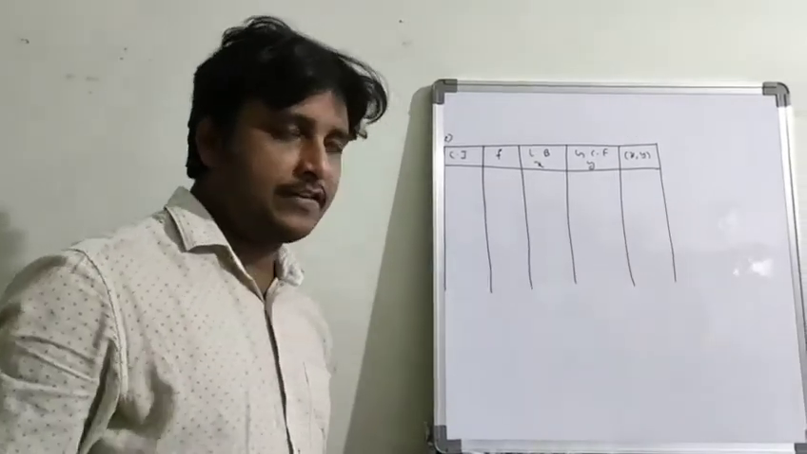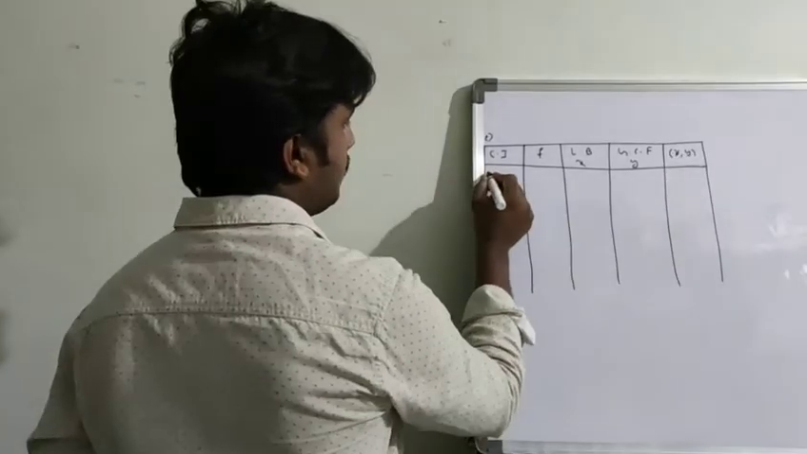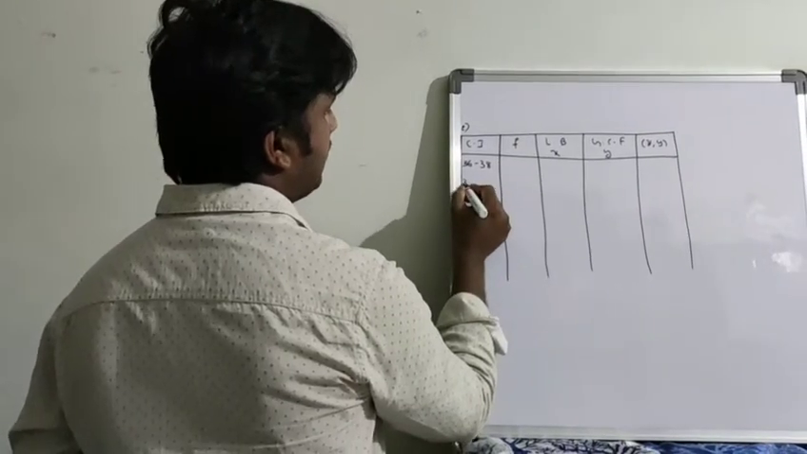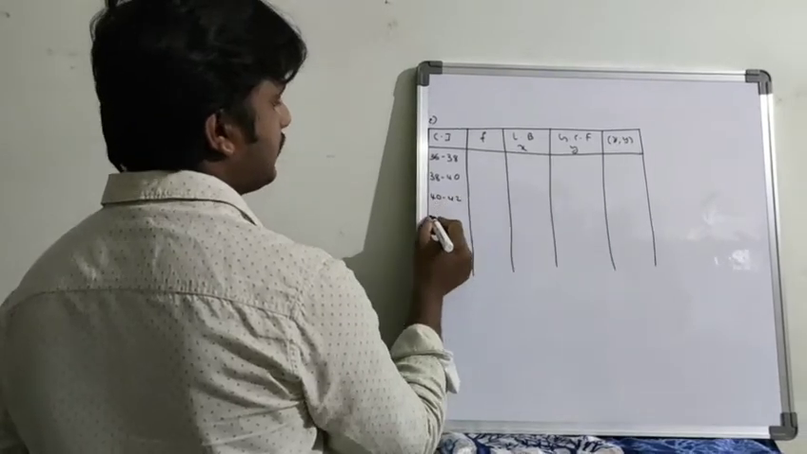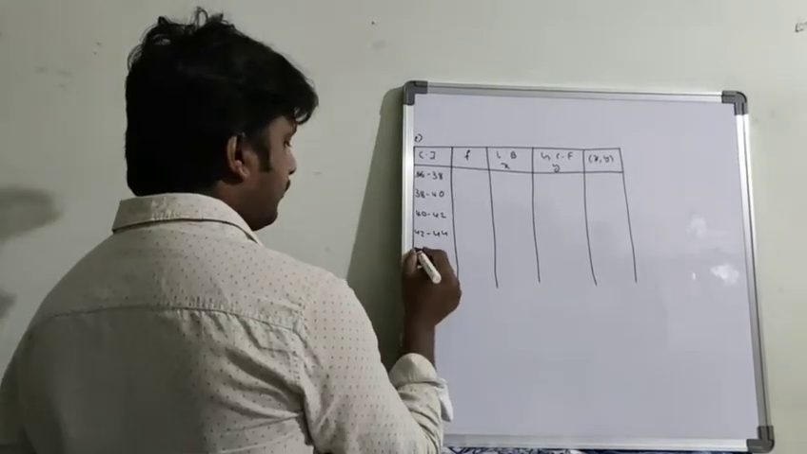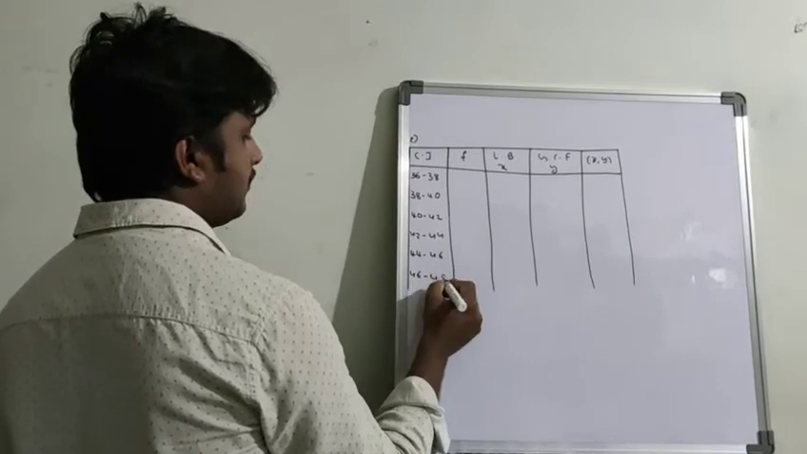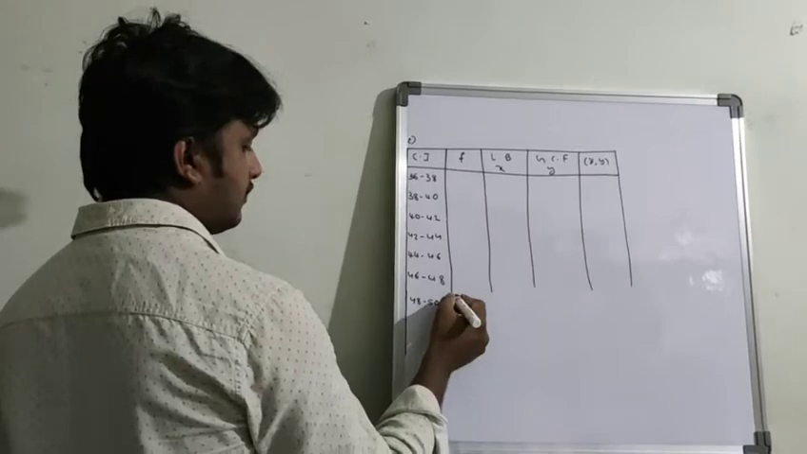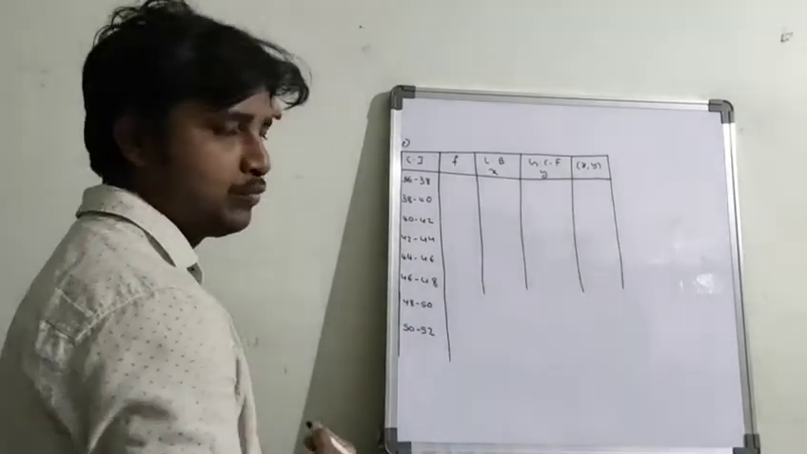So here, less than 38, less than 40. The difference between 38 and 40 is 2, so 38 minus 2 is 36. I am starting from 36 to 38 as the first class, 38 to 40 second class, 40 to 42 next one, 42 to 44, 44 to 46, 46 to 48, 48 to 50, 50 to 52. Okay.